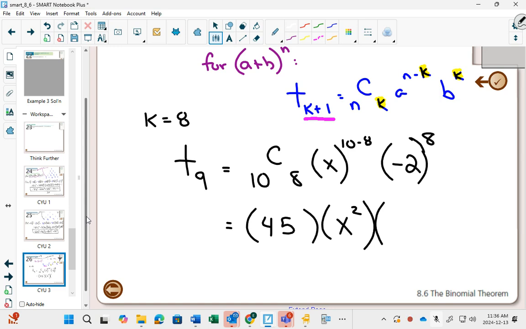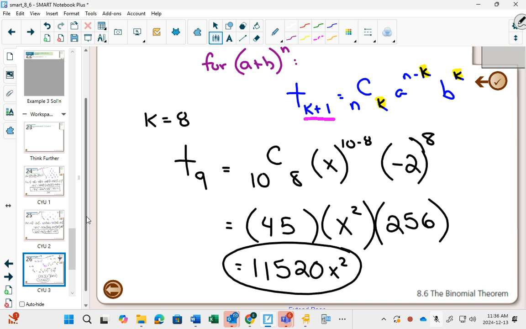Anybody know their powers of 2 very well? What's 2 to the power 8? It'll be positive because to the power of 8, the negative will be positive. 256. And now that you've done each one separately, now we can put things together. You see that we could multiply 45 times 256 and get 11,520, and you still have the x squared. This will be term 9. We can write term 9 all the way along to it.